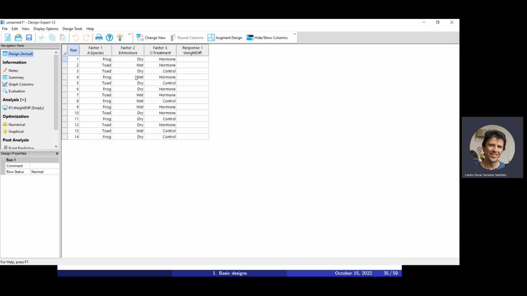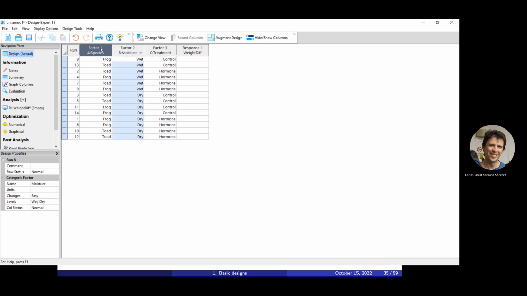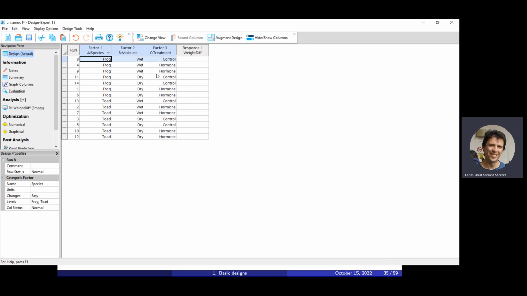And then you see that the runs are randomized. So we don't do all frogs first and then all toads, and the same for any of the other conditions. Instead, we can sort them so that we can have a better picture of what we are doing. So you see that we are doing only 1 frog wet control. We are doing 2 frogs wet or mold, 2 frogs dry control.